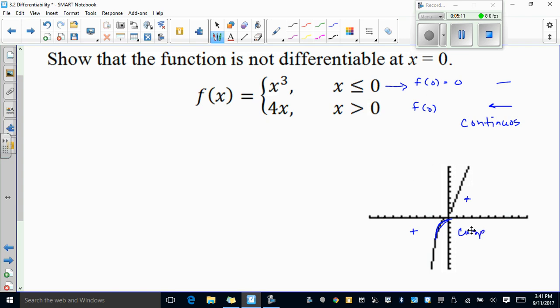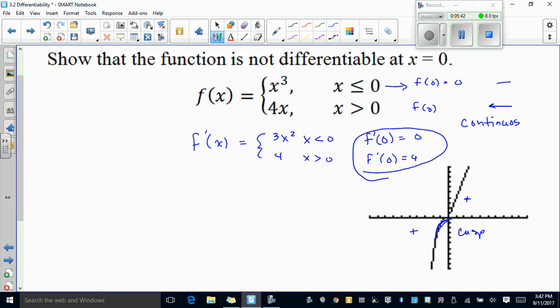Well, I can tell you guys, hey, guess what? F prime of x is going to equal 3x squared when x is less than 0, and 4 when x is greater than 0. Well, guess what? I plug in 0 here. F prime of 0 here gives me 0. The F prime here of 0 gives me 4. This is what they're talking about, that your derivatives are not giving you the same.